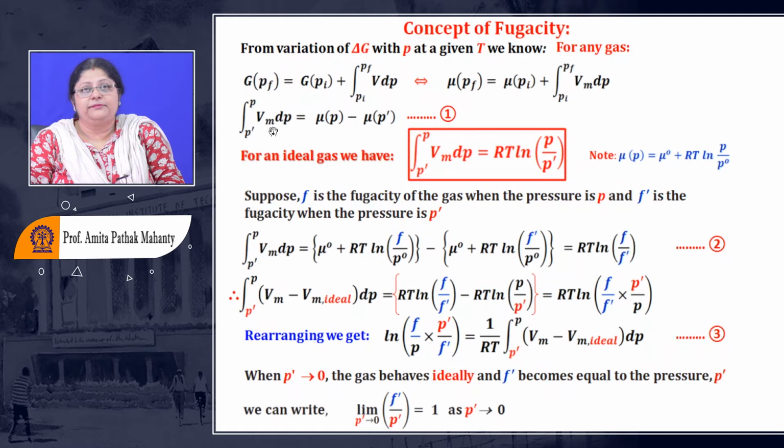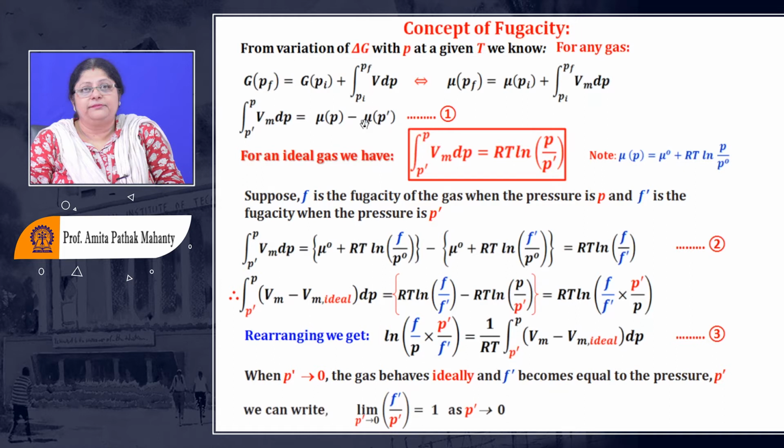We write this for an ideal gas. Please remember that this is what the definition is. How do we define the mu? Instead of taking the standard condition, I have applied it to the measurement of V at two different pressures. One is P and another is P prime. P prime is the initial one and P is the final pressure at which we are measuring.